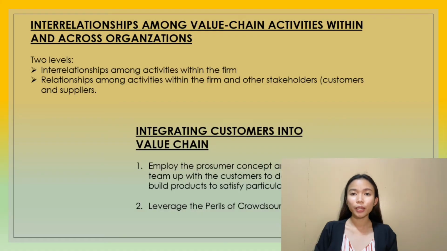Interrelationships among value chain activities within the firm and across organizations. So we have discussed already each of the value chain analysis activities, but we should not ignore the importance of relationships among value chain activities. We have two levels. First, the manager of the firm should have an up-to-date understanding of business realities and objectives. Second, it is improving the efficiency of outbound logistics and helping its customers better manage their inbound logistics.